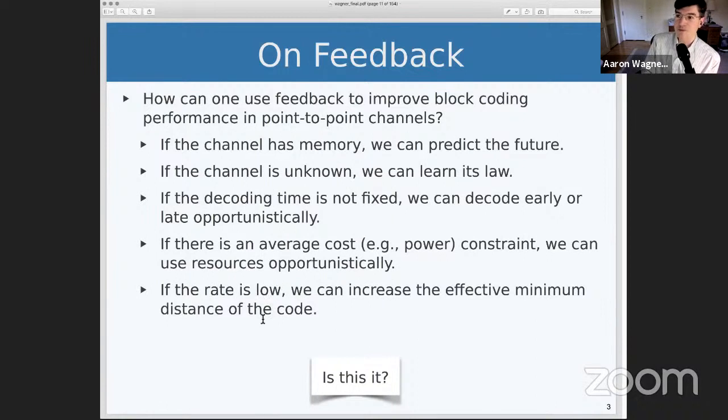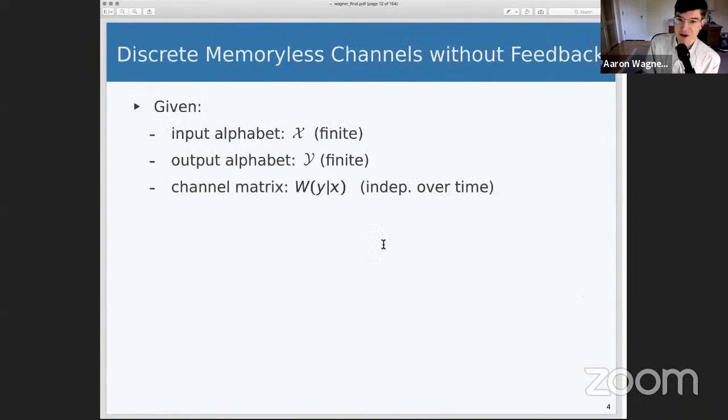Okay, and that's exactly what we'll do. So we'll consider a model: point-to-point, block coding communication, for a channel with no memory, known distribution, fixed decoding time, no cost constraint, high rate regime. Then see whether feedback helps. And the punchline is it does help, and there's a new way of using feedback that's different from the classical uses, which crops up in that model.